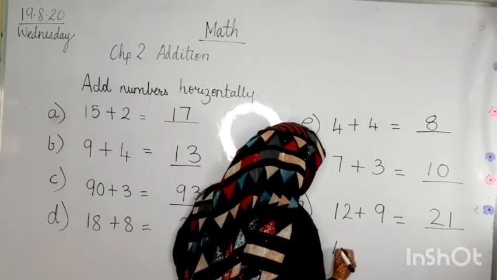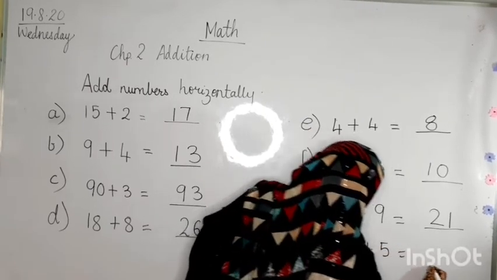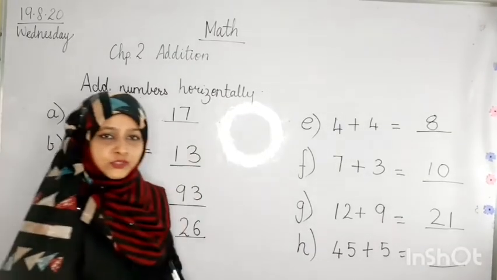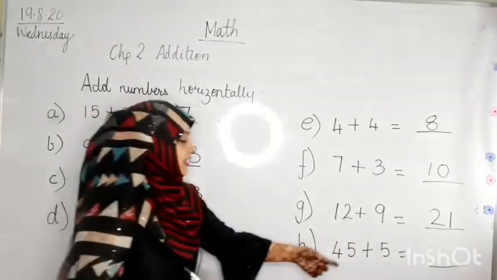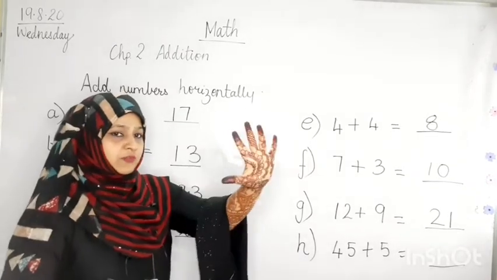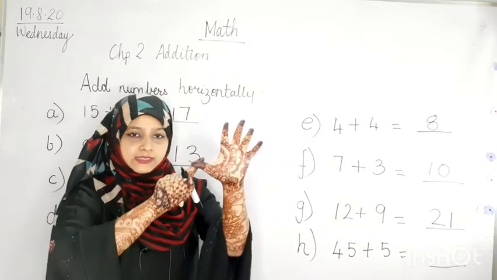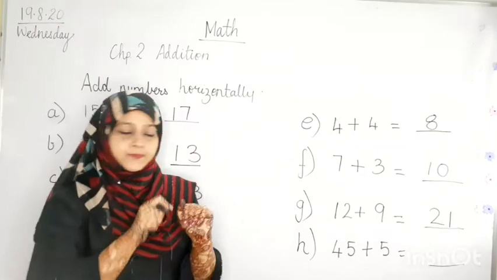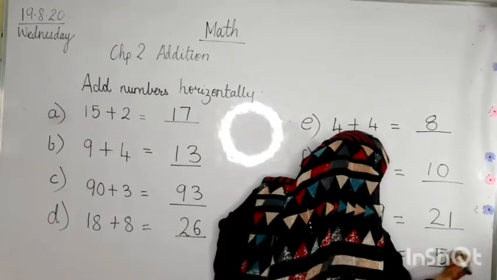Let's take 45 plus 5. What are we going to do now? Yes, we are going to keep the bigger number in our mind. That is 45 in my mind and 5 on my fingers. So I have put 5 fingers out and 45 in my mind. After 45, I am going to count 46, 47, 48, 49, 50. So 45 plus 5 gives me the answer 50.